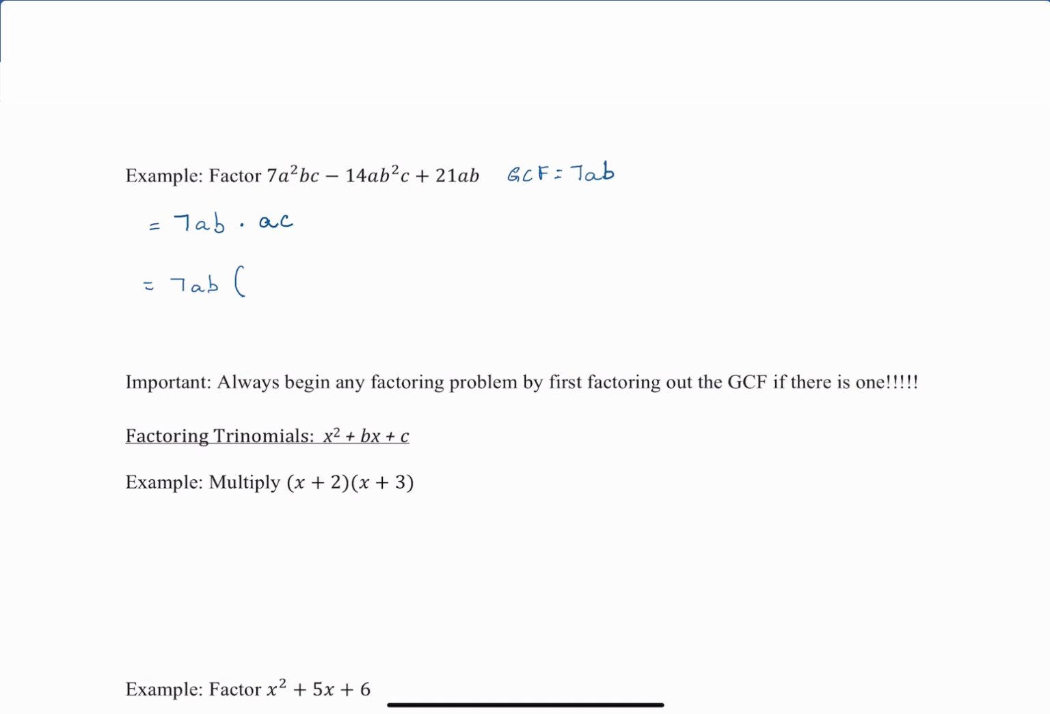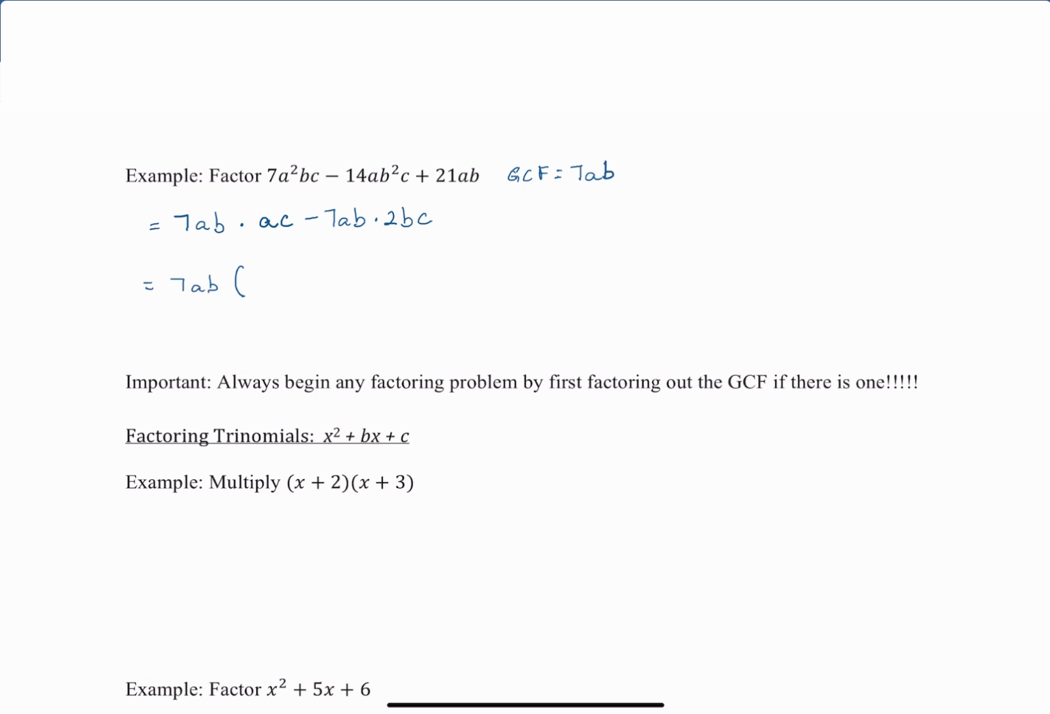Next we have a minus sign, and then again I'm going to write down the 7ab, and I'm going to put the factors that are in my term that are not in the 7ab. So in this case that's a 2, another factor of b, and a c.